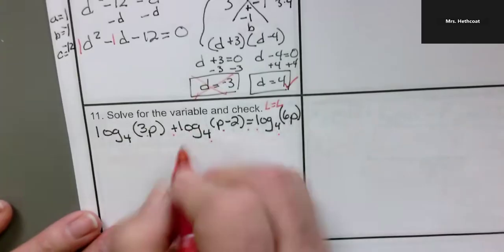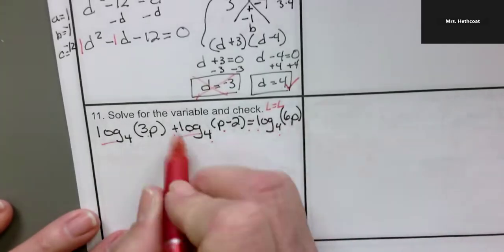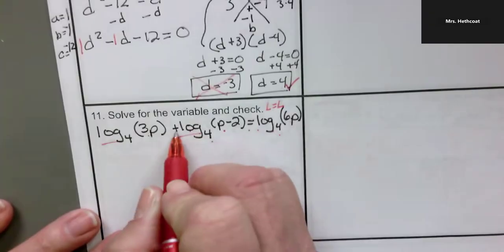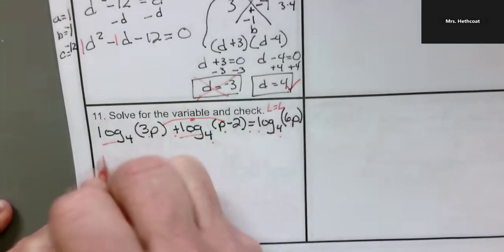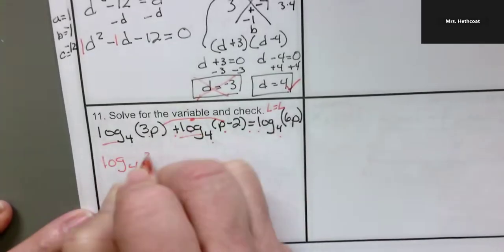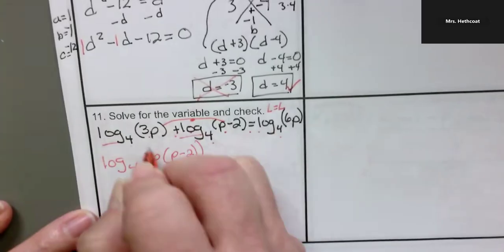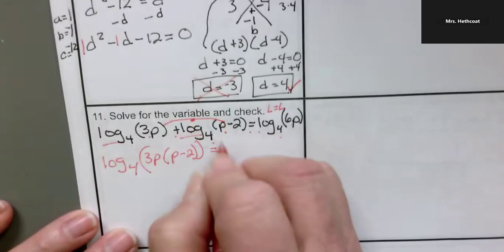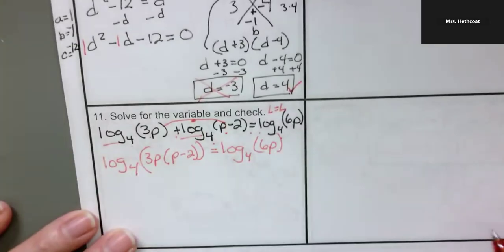All right. This is not condensed, though, because I have the word log twice. So I need to condense it. We are adding, so that means I'm going to multiply those two. So we get log base 4 of 3p times p minus 2, double parentheses, equals log base 4 of 6p.